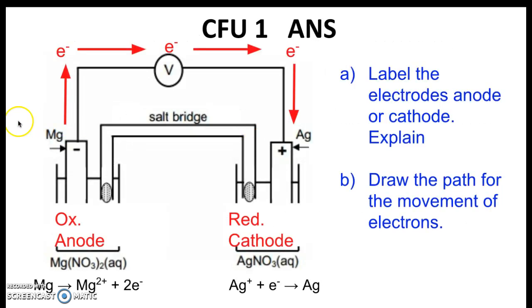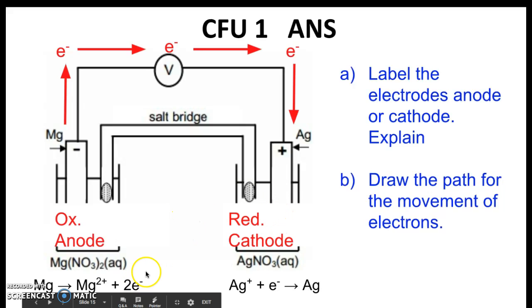Okay, so here's the answer. If you look at the reaction at the base here, that is an oxidation reaction. We know that because we're losing electrons. Since it's an oxidation reaction, that makes it the anode. On the other side here, we have silver ion. We're adding on an electron, so we're gaining electrons. That means it's reduction, and that means this side would be our cathode.